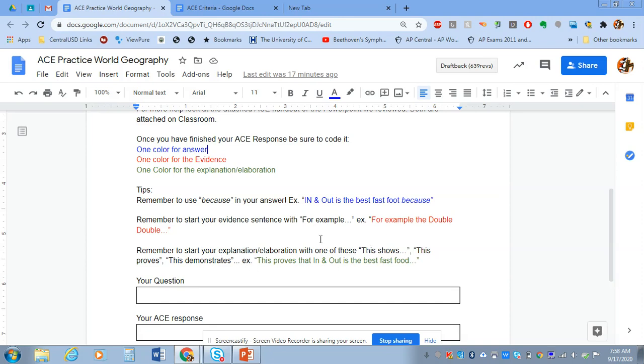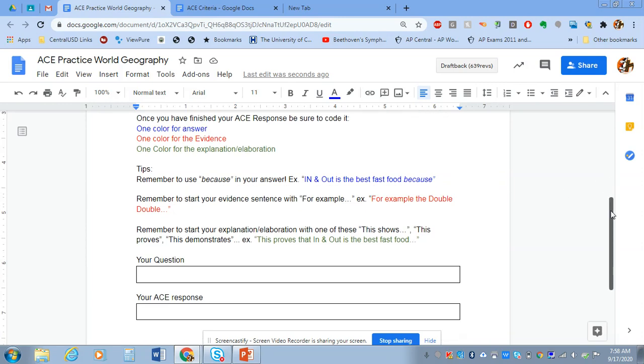And you can see I did an example. I chose what is the best fast food place. And you can see it says In-N-Out is the best fast food, because, remember to start your evidence with, for example. So look, for example, the double-double, that's going to be my evidence. I'm going to talk about that. And then the last part, I put, this proves that In-N-Out is the best fast food. And then I'm going to explain why that proves it.